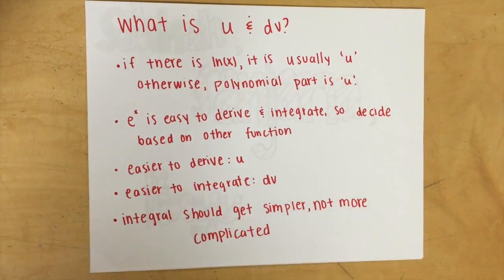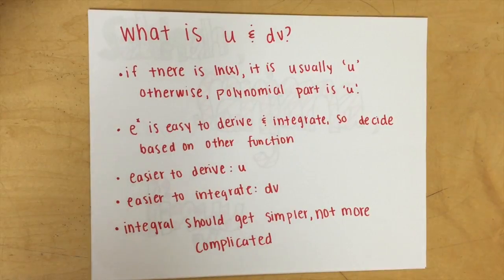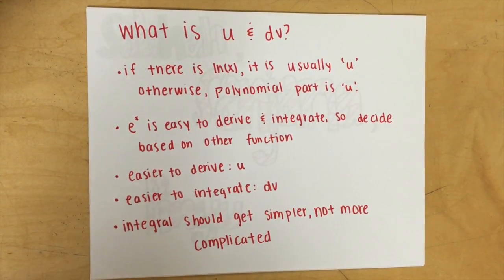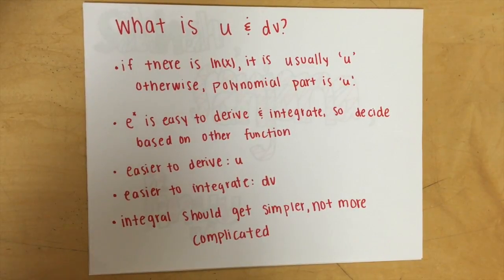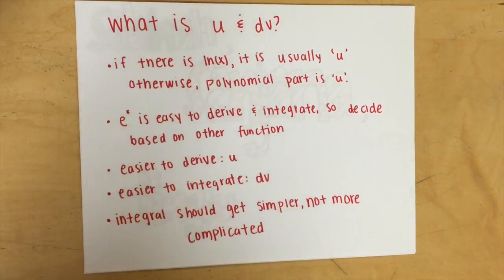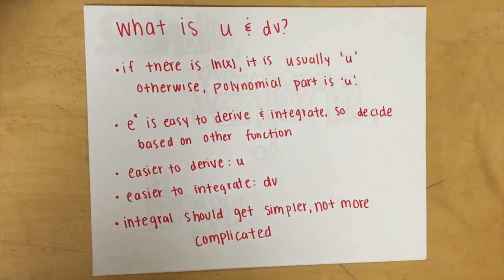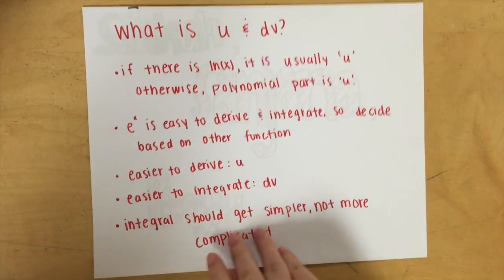What is u and dv? If there is ln of x, it is usually u. Otherwise, the polynomial part is u. e to the x is easy to derive and integrate, so decide based on the other function. If it's easier to derive, then it's u, and if it's easier to integrate, then it's dv. Integrals should get simpler, not more complicated.